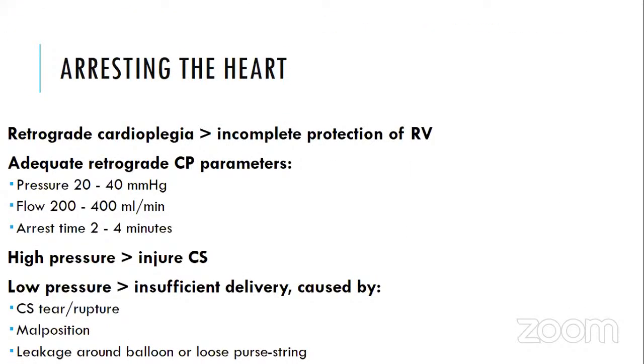For retrograde cardioplegia, an important thing to know is that it provides incomplete protection of the RV. Adequate retrograde cardioplegia parameters include pressure from 20 to 40 millimeters mercury and flow from 200 to 400. Arrest time is between 2 minutes to 4 minutes after the administration. Make sure that high pressure in the cardioplegia line may cause injury to the coronary sinus. Low pressure may indicate insufficient delivery caused by coronary sinus tear or rupture, malpositioning of the retrograde line, leakage around the balloon, or loose purse-string.